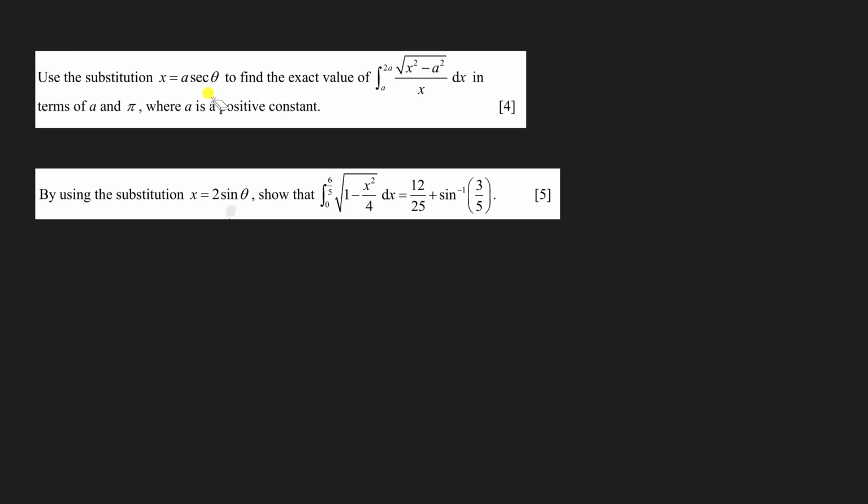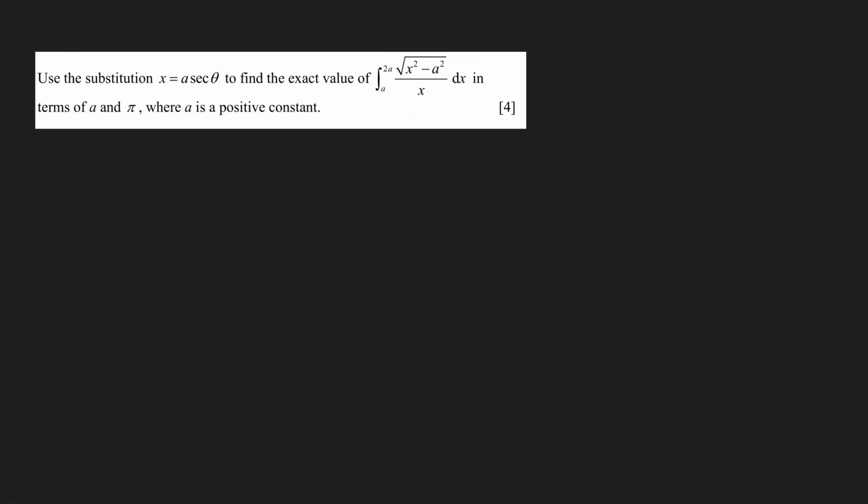At JC level, you don't have to worry. They will always tell you when you need to use substitution and what to substitute. So as long as you see the words "use the substitution", they will tell you what to substitute in. This is your cue to make use of this information to integrate a very difficult looking function. So let's go ahead and do the first question here, and then we will go through some of the techniques.